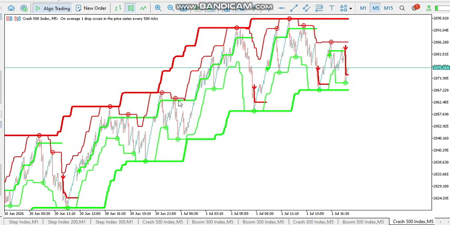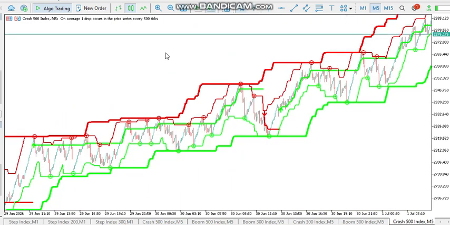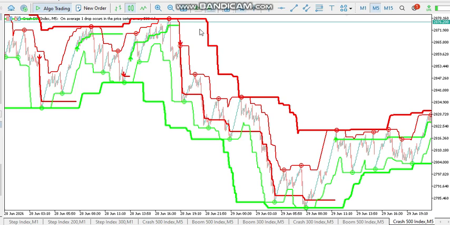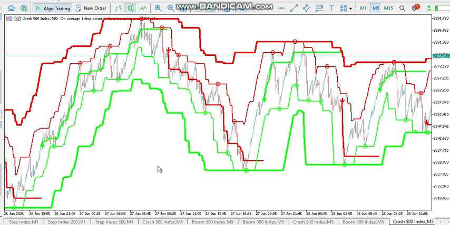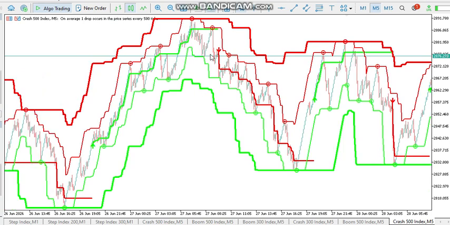It also works on Crash 500. You can see this is Crash 500. It works so massively. You can see the signal entry up to this particular moment, and we have another one at this particular area. It is something that is working massively. You see another one here going down like this, and we have another one here massively up to this trend. So this is how this indicator works.